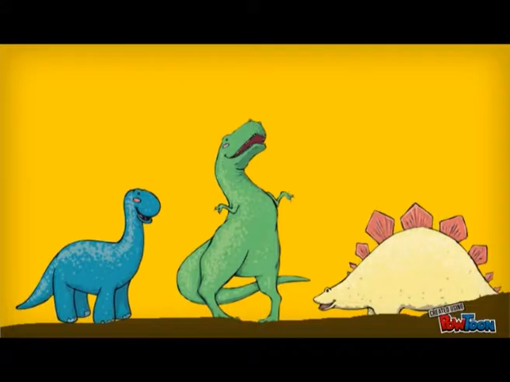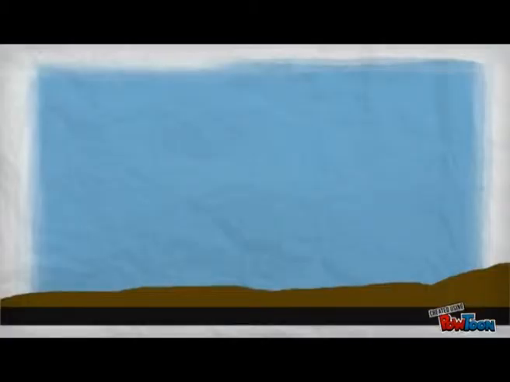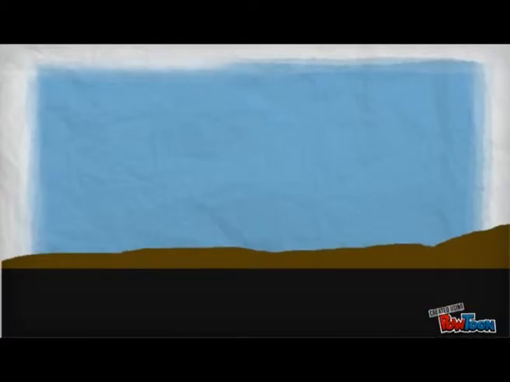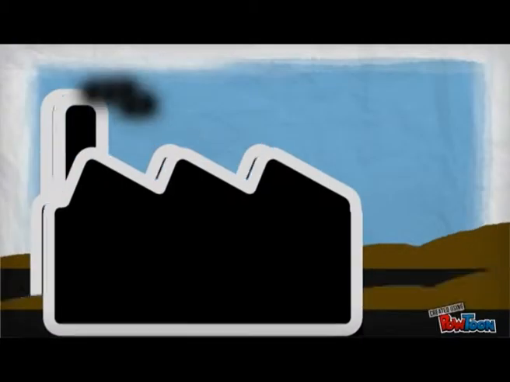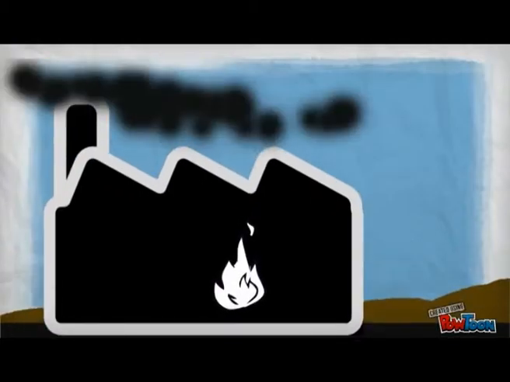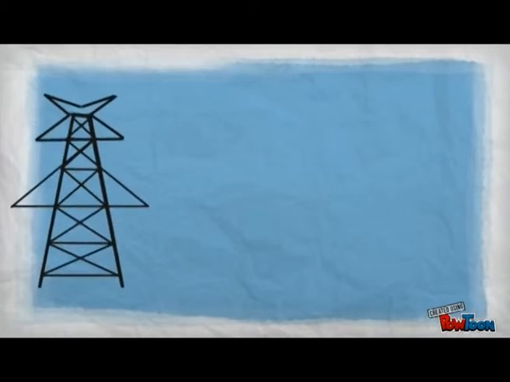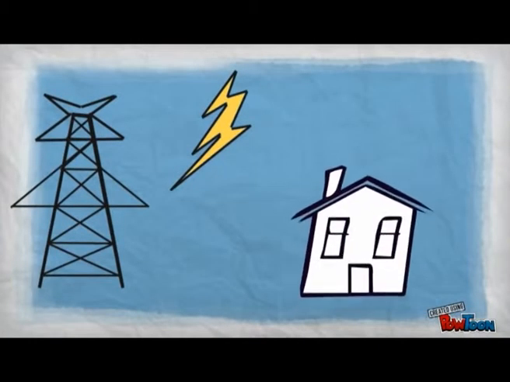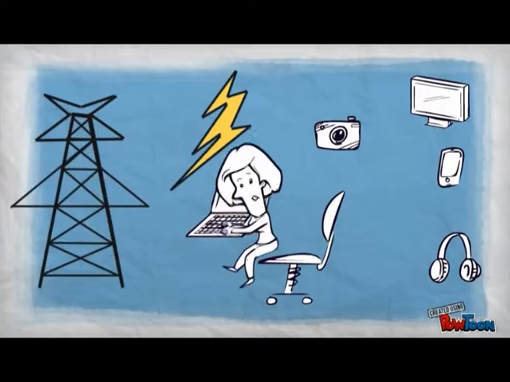Well, way back when there were dinosaurs and they all died off and were compressed into the earth, they became oil, natural gas, and coal. We call those fossil fuels. Just a bit later in time, humans built power plants to burn those fossil fuels. That burning creates enough steam to rotate turbines that create the electricity that enters your house so that you can use your electronic gadgets right there at home.